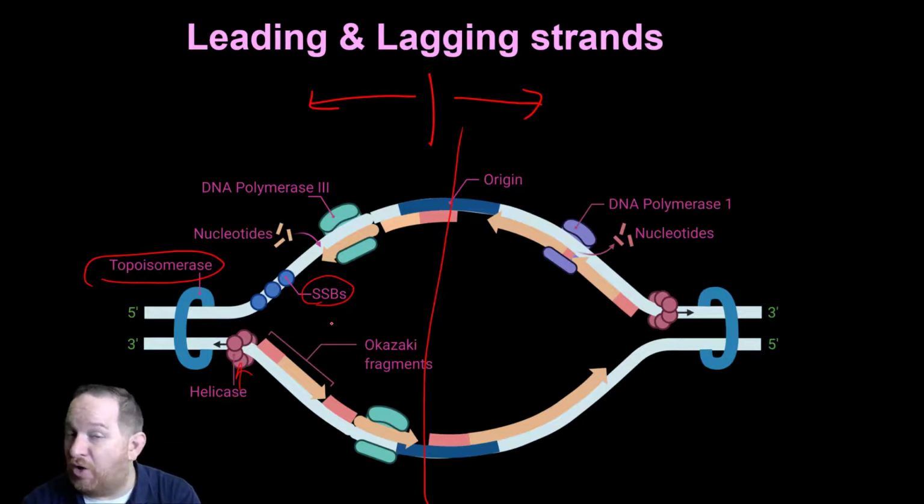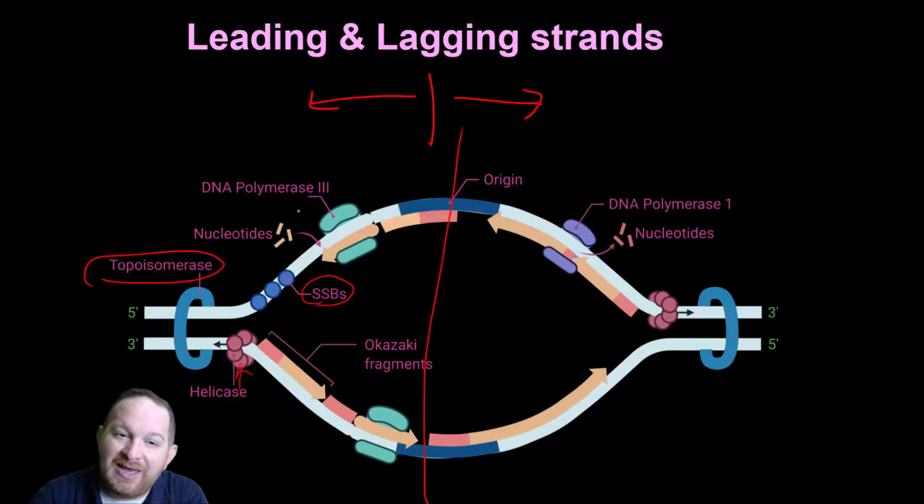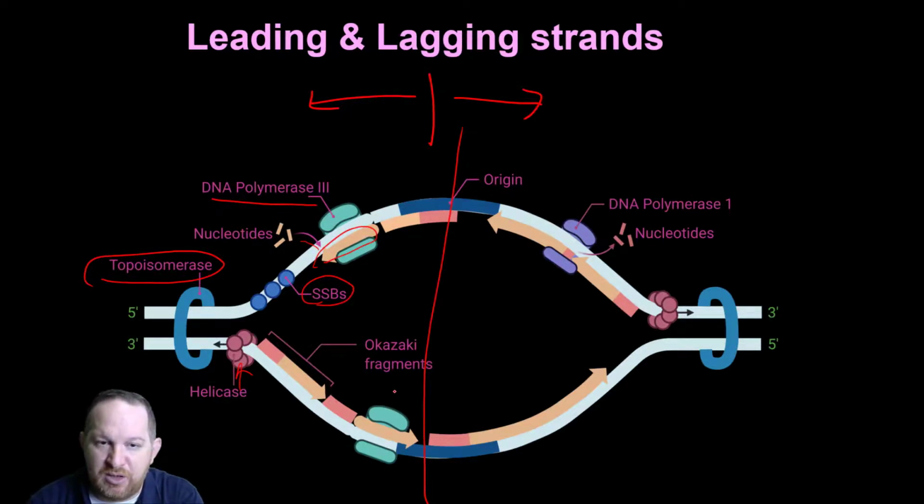RNA primase has already added the RNA primer. And now what you can see here is DNA polymerase III is adding the new nucleotide. So here's our new strand of DNA being made. Same thing's happening down here. DNA polymerase III is adding. We see our new strands being made. Oh, there's our RNA primer, if you want to add that.